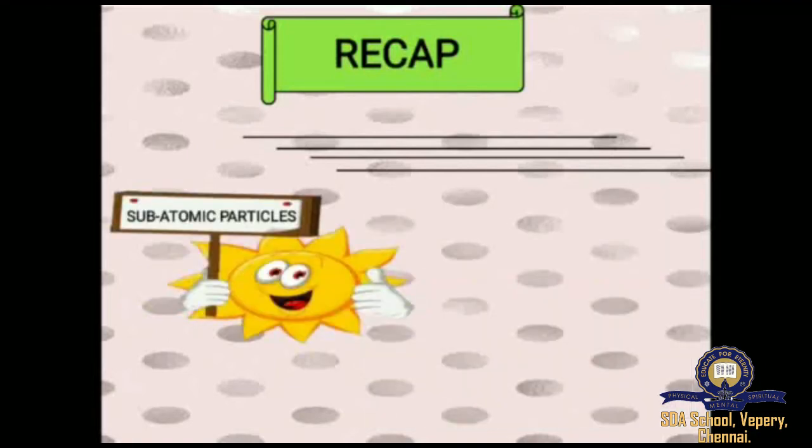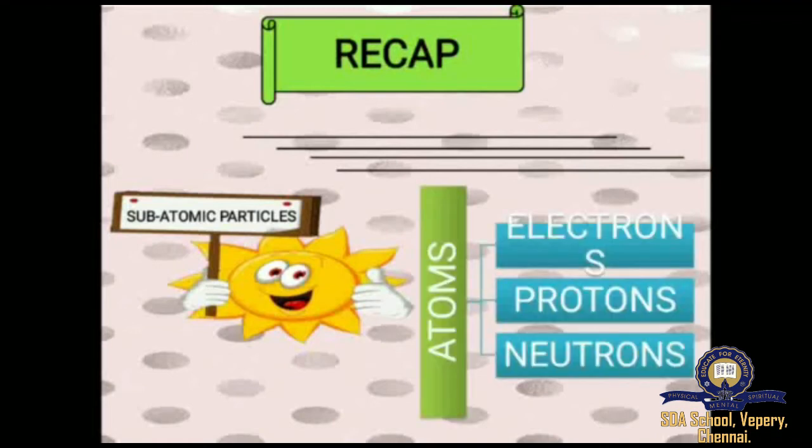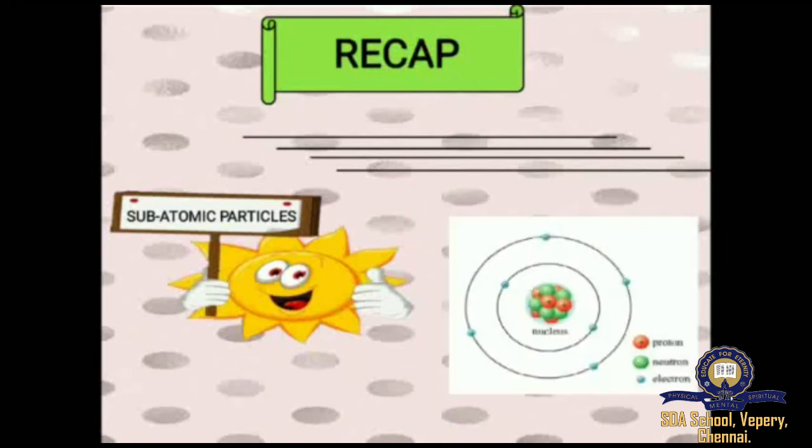Next, we learned what subatomic particles are, right? Atoms are made up of electrons, protons and neutrons, and these three make up an atom. They are called subatomic particles. We learned the structure of the atom. An atom consists of a nucleus. The nucleus consists of protons as well as neutrons. Protons are positively charged. Neutrons do not have any charge. And electrons revolve around the nucleus in a specific orbit, and they are negatively charged particles.